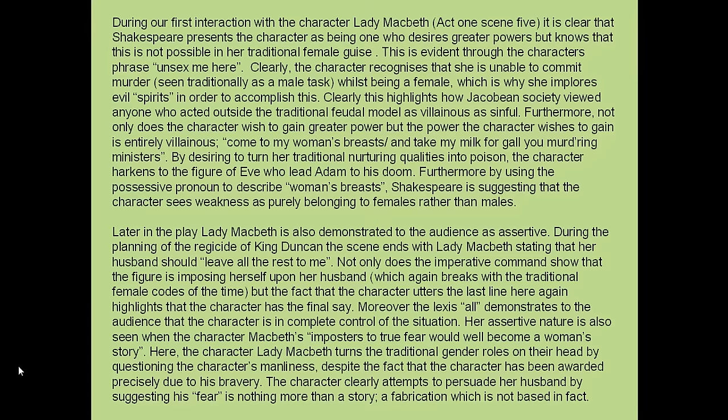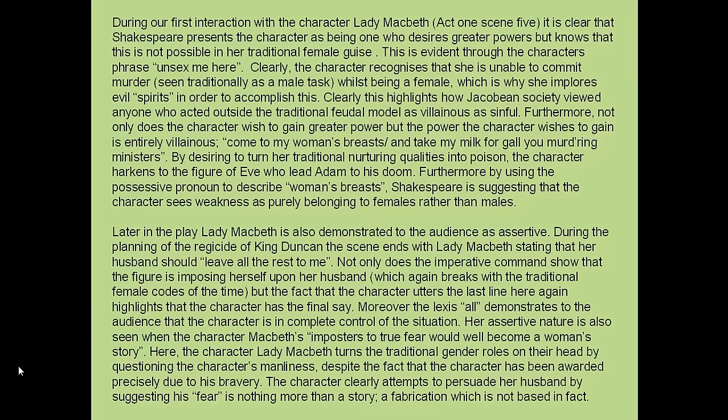Furthermore, not only does the character wish to gain greater power, and notice I use "character" because I'm conceptualising, because they're not real people, but the power the character wishes to gain is entirely villainous. "Come to my woman's breasts and take my milk for gall, you murdering ministers." By desiring to turn her traditional nurturing qualities into poison, the character hearkens to the figure of Eve, who led Adam to his doom. Furthermore, by using the possessive pronoun to describe a woman's breasts, Shakespeare is highlighting that the character sees weakness as purely belonging to females rather than males. You might argue there's quite a bit of context in there, and you may be right, but I'm playing on the safe side.